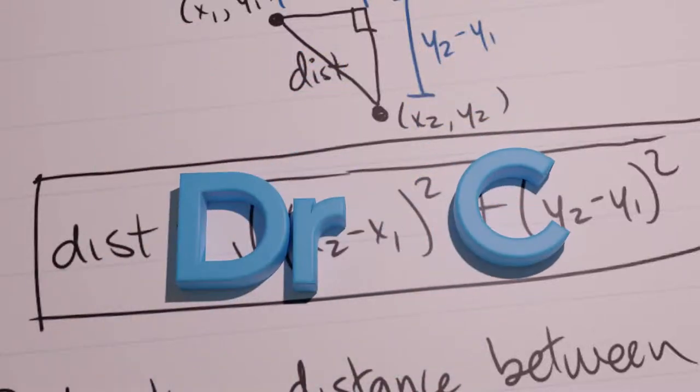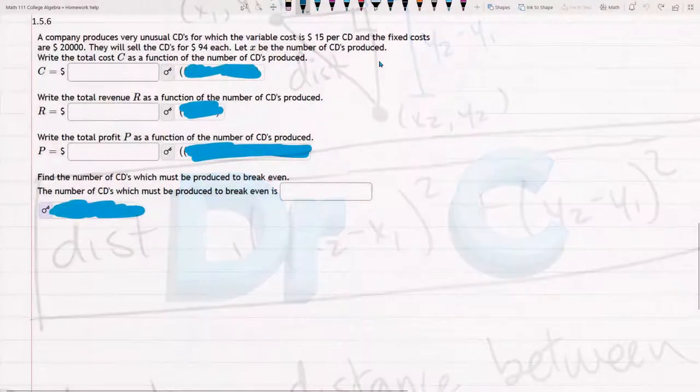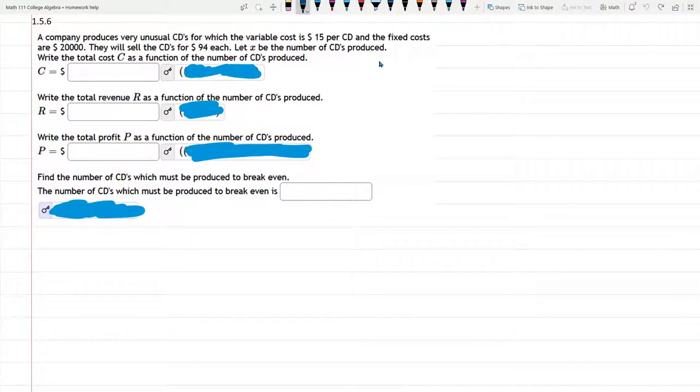So we have a company producing unusual CDs, and the variable cost is $15 per CD. The fixed cost is $20,000, and fixed cost means this is not changing, and you have to pay that much. So we have first the cost function we're going to do.